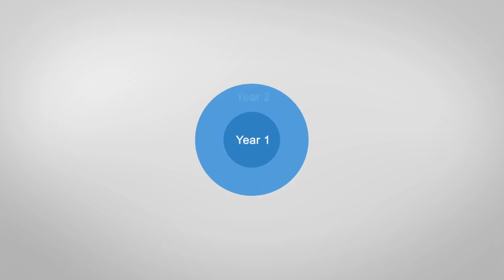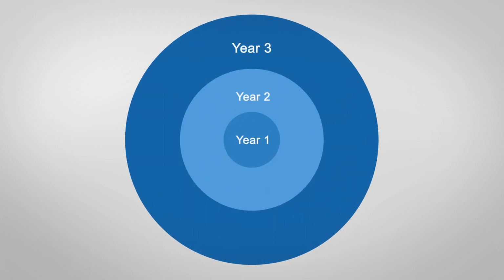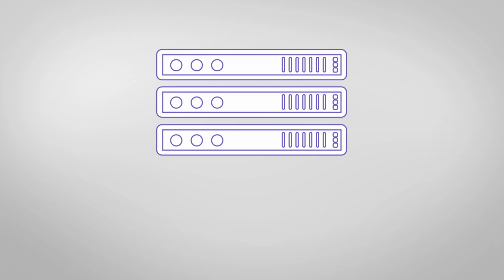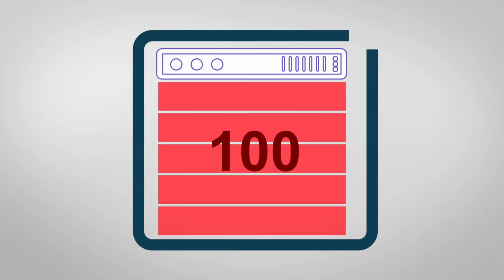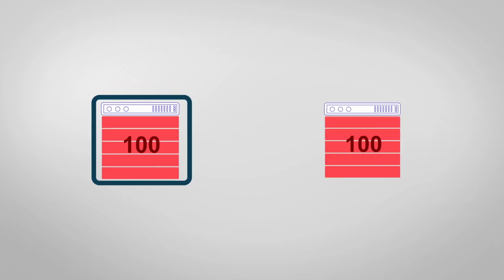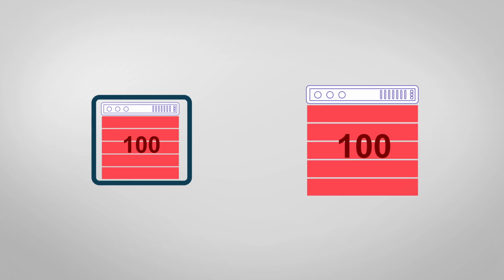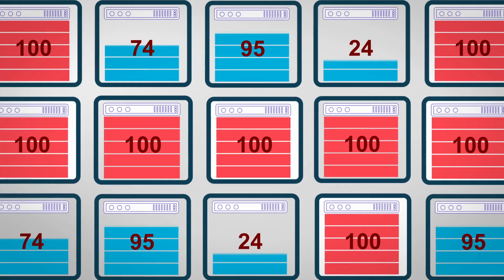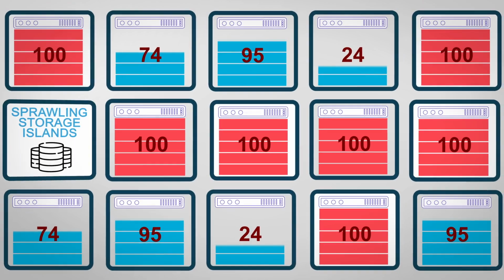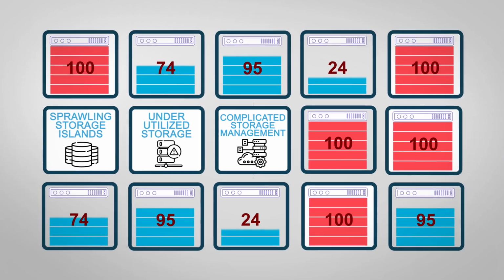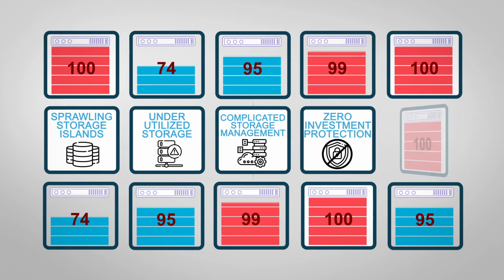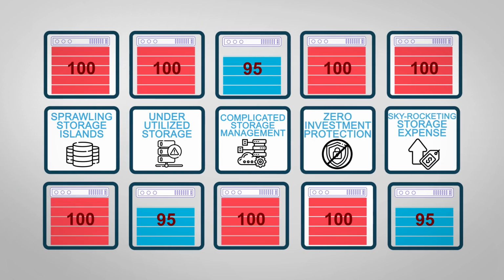With unstructured data volumes doubling annually, traditional file servers simply do not stack up. Their legacy scale-up storage architecture cannot respond to today's unpredictable scalability requirements. Once you hit your scalability ceiling, you must add another system or perform a painful forklift upgrade. The consequence? Sprawling storage islands, underutilized storage, complicated storage management, zero investment protection, and skyrocketing storage expense.